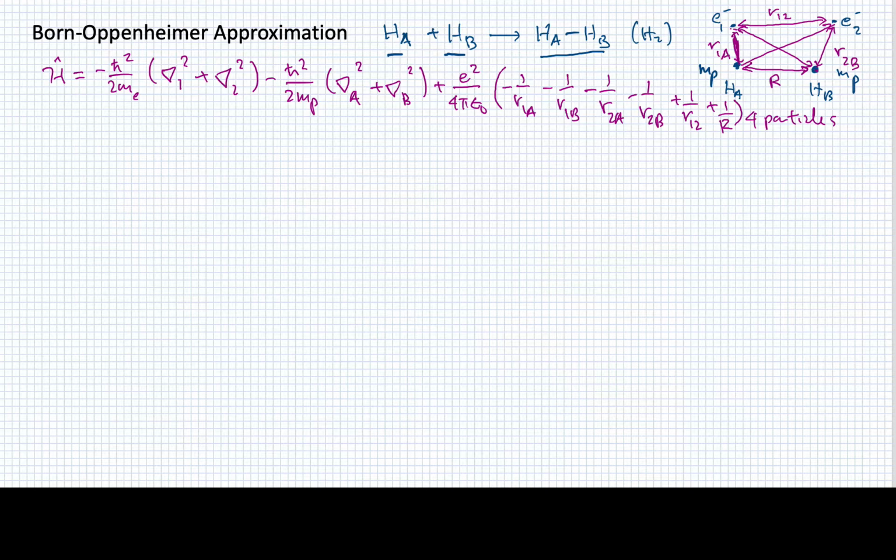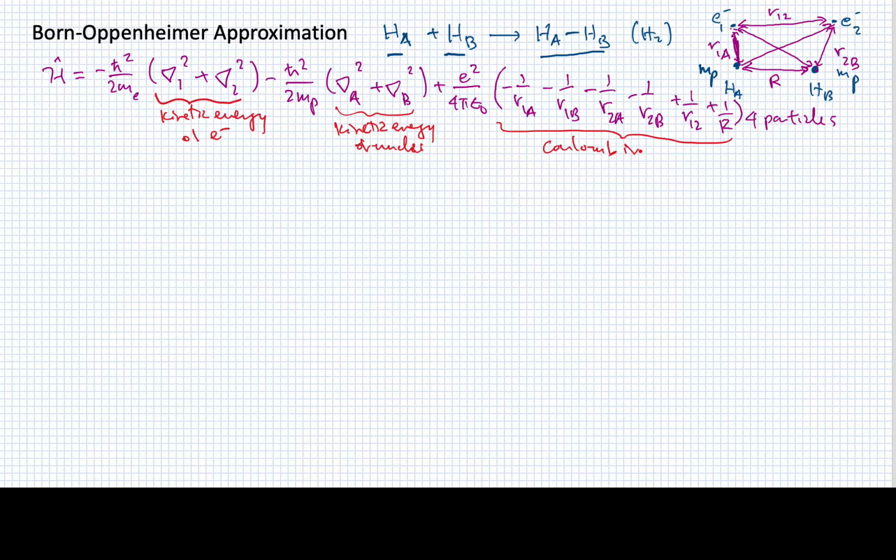So let me just again specify. This is the kinetic energy of the electrons. This is the kinetic energy of the nuclei. And these are all the various Coulomb interactions between these particles. They are negative if they are attractive. They are positive if they're repulsive.